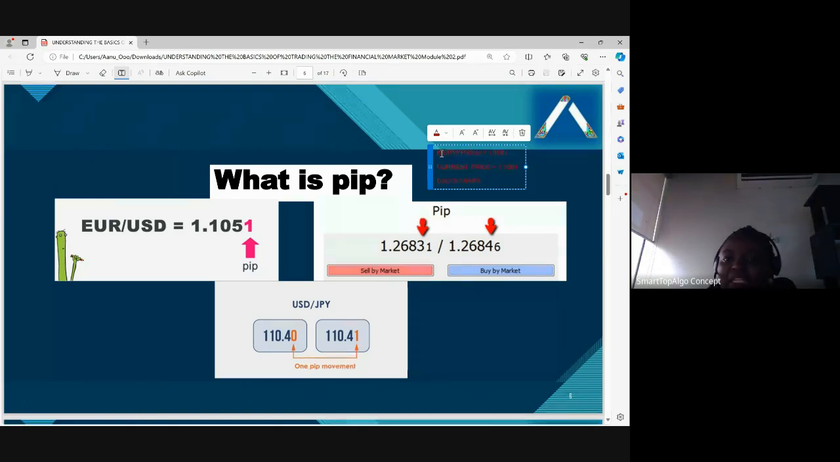Now, this is in a scenario whereby the quotes or the prices are quoted in 4 digits. Let's look at a scenario whereby prices are quoted in 5 digits.